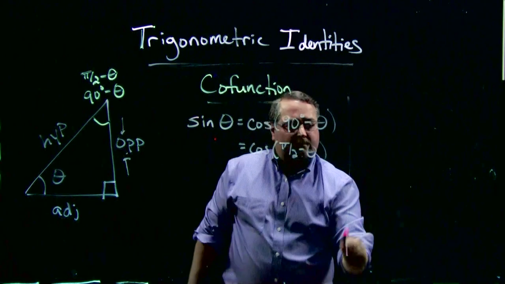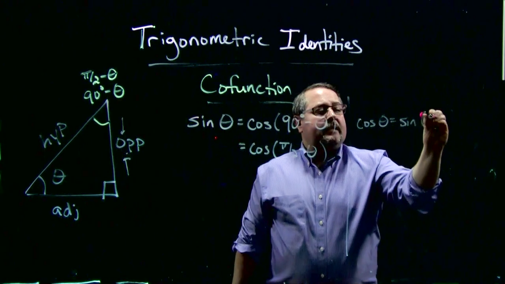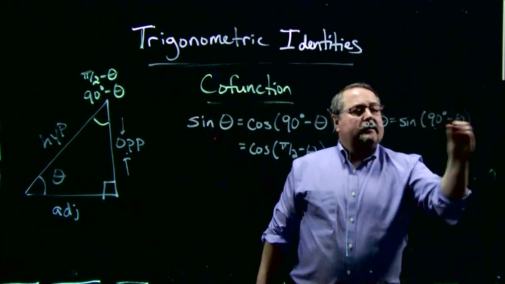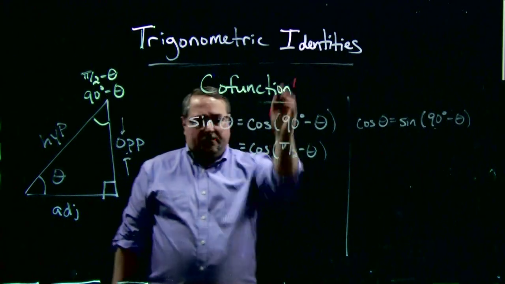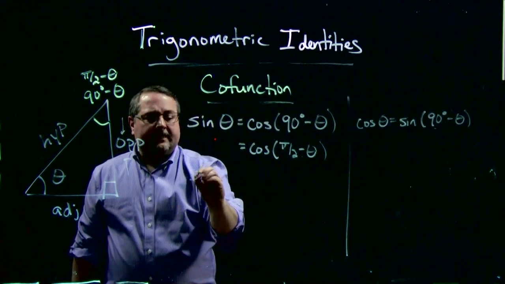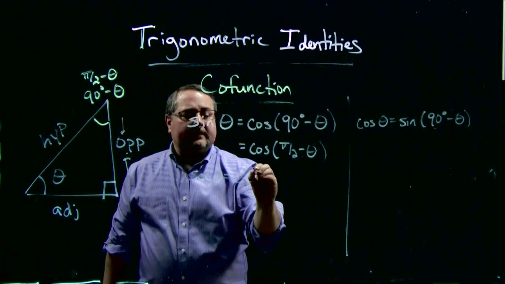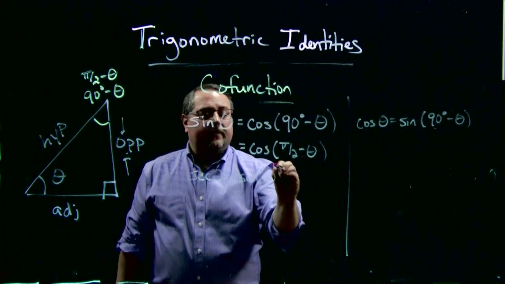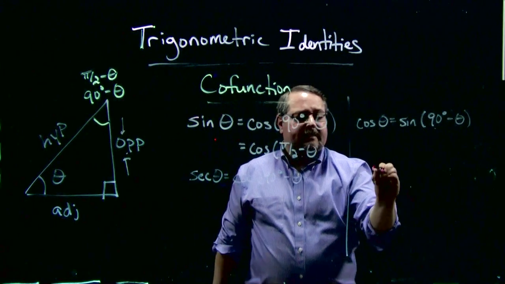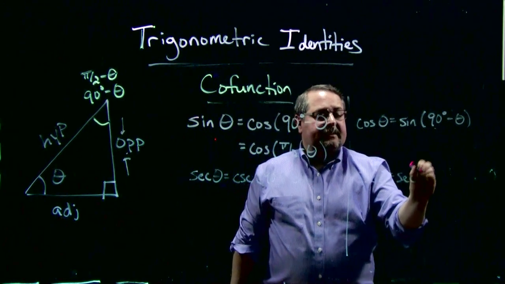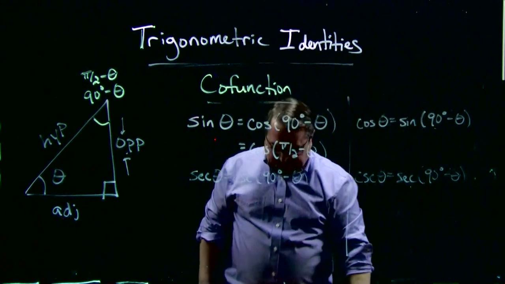Similarly, cosine of theta is the sine of 90 degrees minus theta. So sine and cosine are our first cofunction pair. Similarly, for secant, secant of theta is equal to the cosecant of 90 degrees minus theta. And the cosecant of theta is the secant of 90 degrees minus theta.